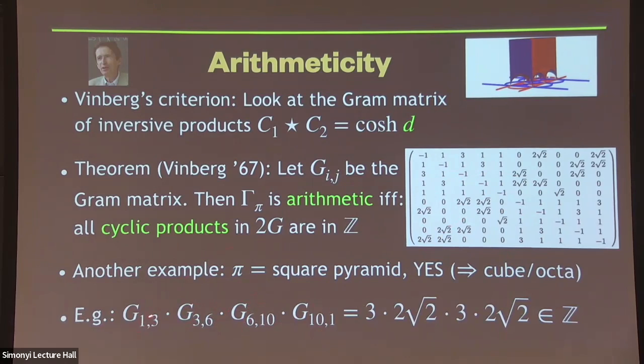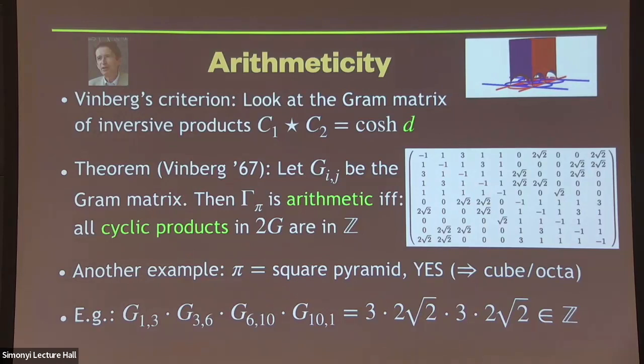Then you just multiply the entries. 1, 3 is a 3, 3 comma 6 is 2 root 2, then 6 to 10 is also a 3, and then 10 back to 1 is another 2 root 2. And you see, whatever you do that stays inside the polyhedron is going to be integral. When you cross a polyhedron, you might pick up a root 2, but you have to cross back, and so you're always going to get an integer. Sometimes you'll have things like root 2 over 2, so that's what the 2g is for. Root 2 over 2 and root 3 over 2 are okay. Those are the only things that will arise in these contexts.